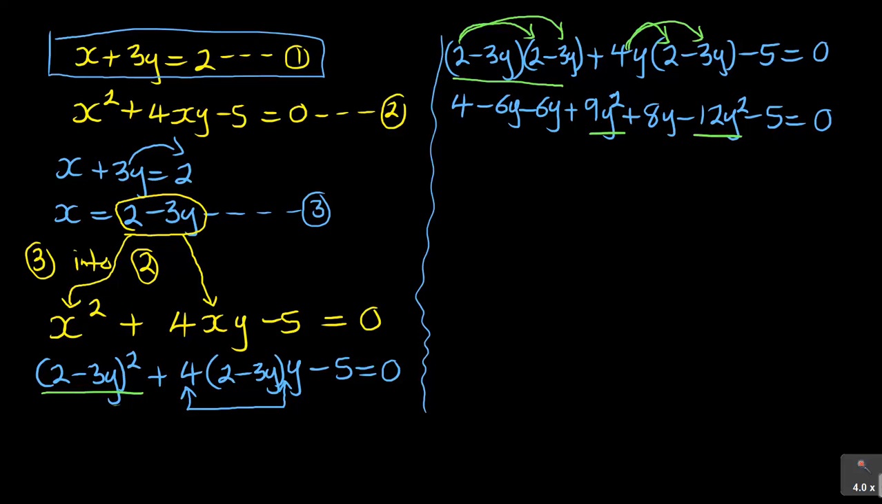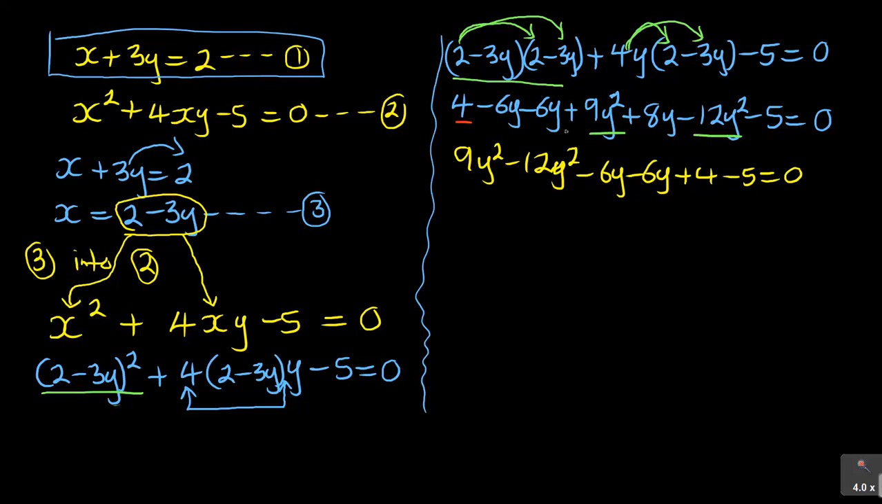There we have it. So when I'm doing that, I will have 9y squared minus 12y squared. These are the squared terms. Then after that, minus 6y, minus 6y. Just collect them. The calculator will do everything for you. And then plus 4 minus 5 equals 0. Now you have to tick and make sure that everything was covered.